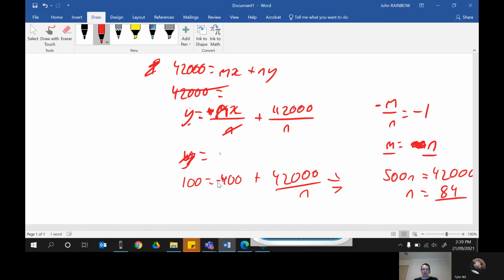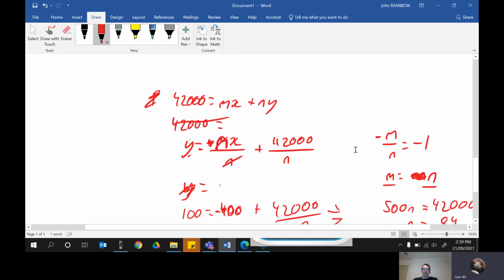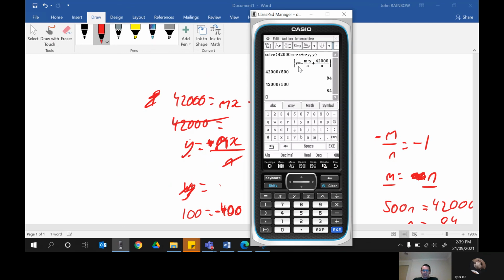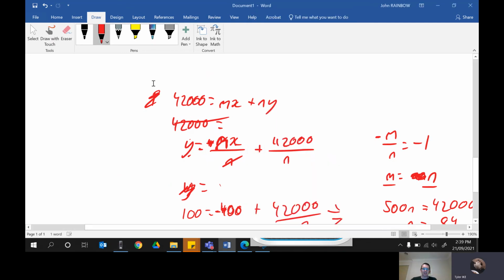negative X, which would be negative 400, which I wrote negative anyway. And then add 500 to both sides. That would be times by N. So then you can still get to N equals 84. Yeah, okay. Oh, that little negative, damn it. But does that kind of make sense?